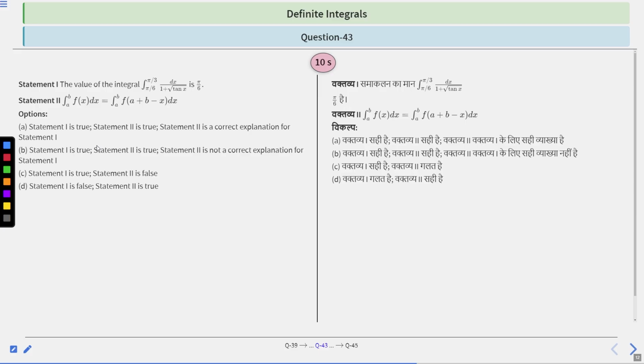From the first view, you can easily say that statement 2 is right because it is the statement of a definite integral property, right? And we have to check whether statement 1 is true or not, and whether statement 2 is the correct explanation of statement 1 or not, right? So we will try to apply this formula in statement 1 and see whether pi by 6 is coming or not. Okay, so you have 10 seconds to solve or think about this question. After 10 seconds we will discuss the solution.